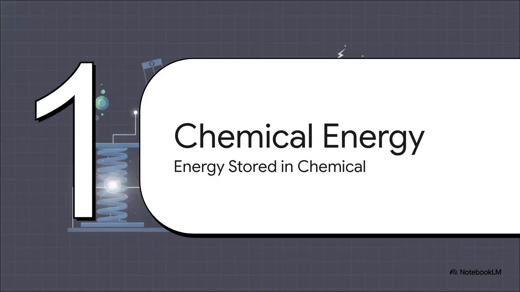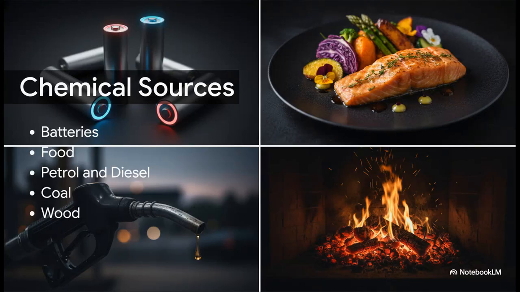And that brings us to our third and final category, chemical potential energy, which is energy stored right inside chemicals. Now, unlike gravity or elasticity, this energy is completely invisible to us. It's stored in the chemical bonds of the objects themselves and gets released during a chemical reaction. We literally rely on this every single day, drawing power from things like batteries, the food we eat, vehicle fuels like petrol and diesel, and combustible materials like coal or wood.